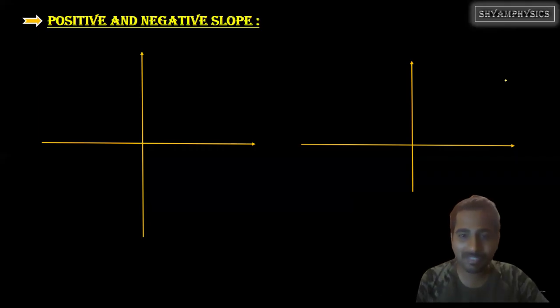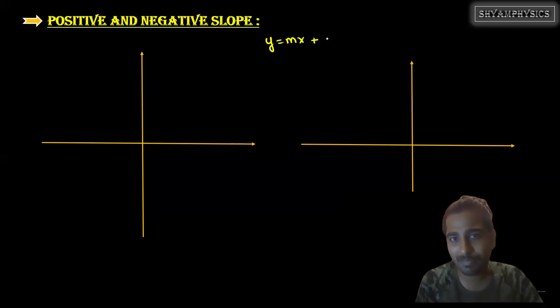Next, the same thing, we'll go with some other factors. For example, now I'll write 3 lines. Let's check which are positive, which are negative. Now what is the straight line equation by the way? y equals mx plus c. Now we'll go one by one.